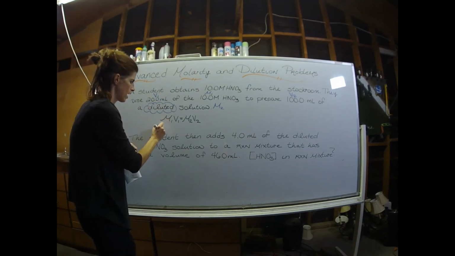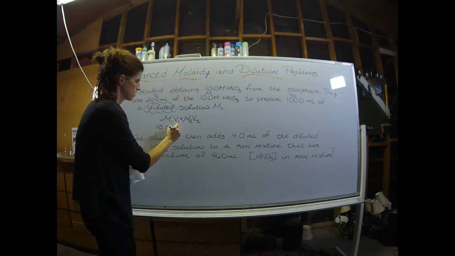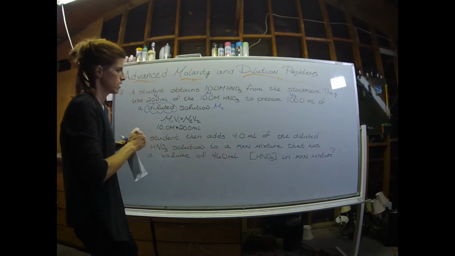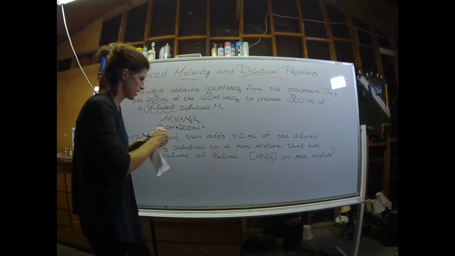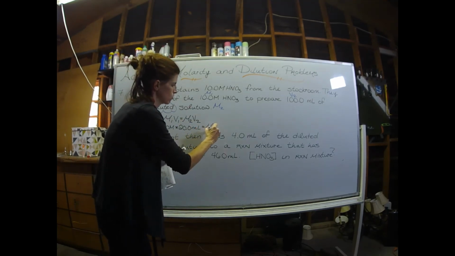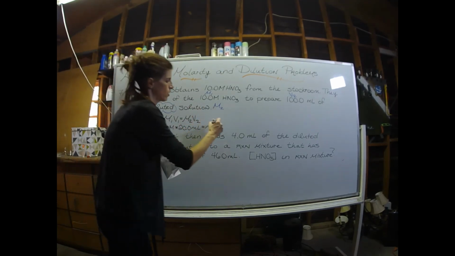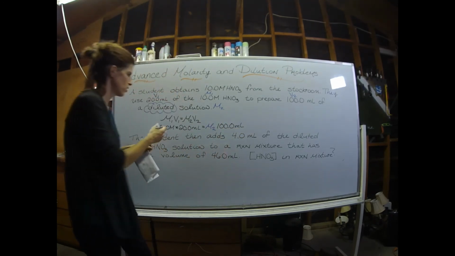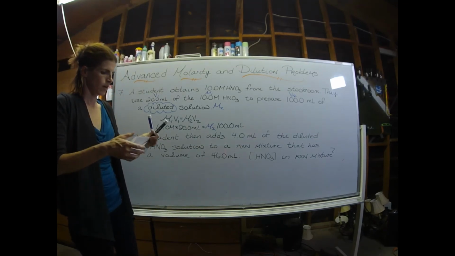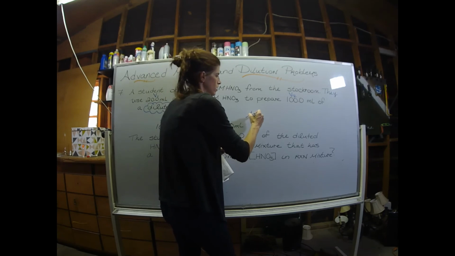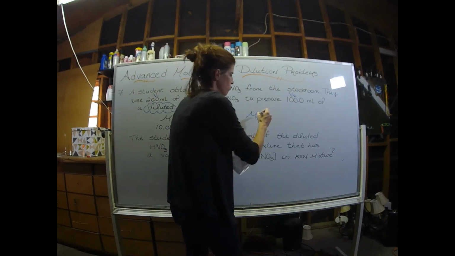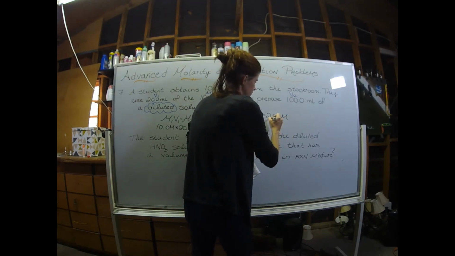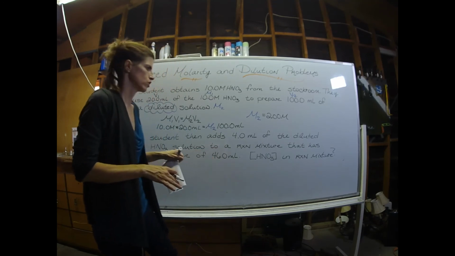Plug and chug. So we have 10 molar times 20 mils equals M2, I don't know, so I'll just leave that as M2. But V2 is 100 mils, so I'll put that in. Divide over by 100 mils, and when I did that, I got a concentration of 2.00 molar. All right. That's the diluted solution.